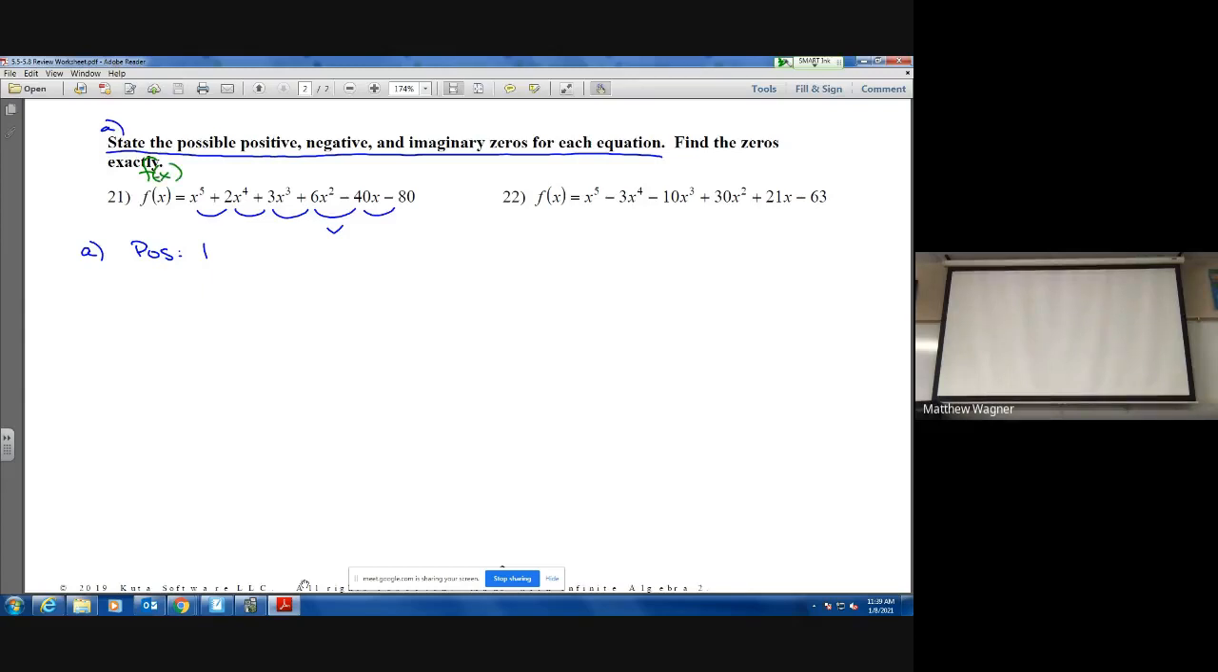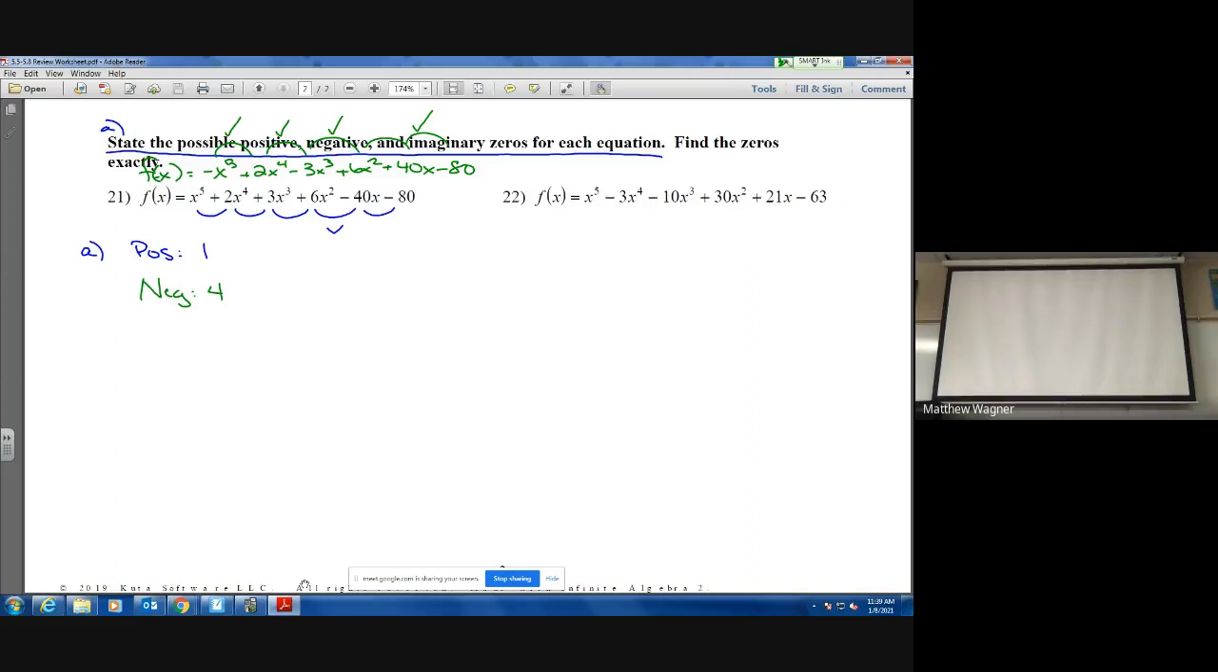If I look at negative x, I'm going to have negative x to the 5th plus 2x to the 4th minus 3x cubed plus 6x squared plus 40x minus 80. Looking at this one, we have 1, 2, 3, 4 sign changes. So the possible number of negative roots in this case is 4.